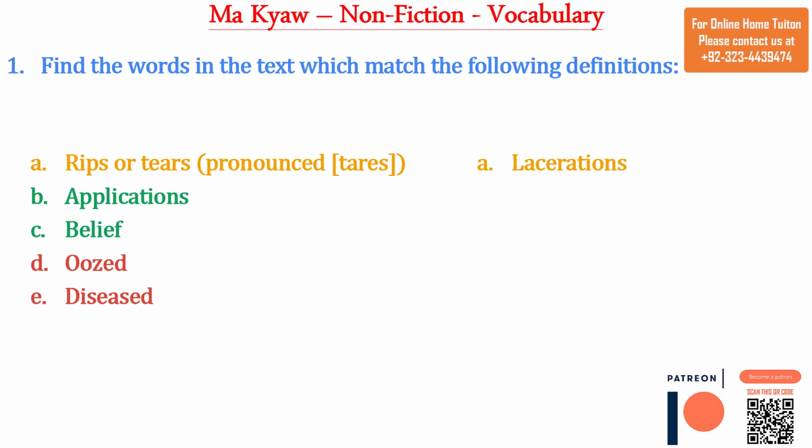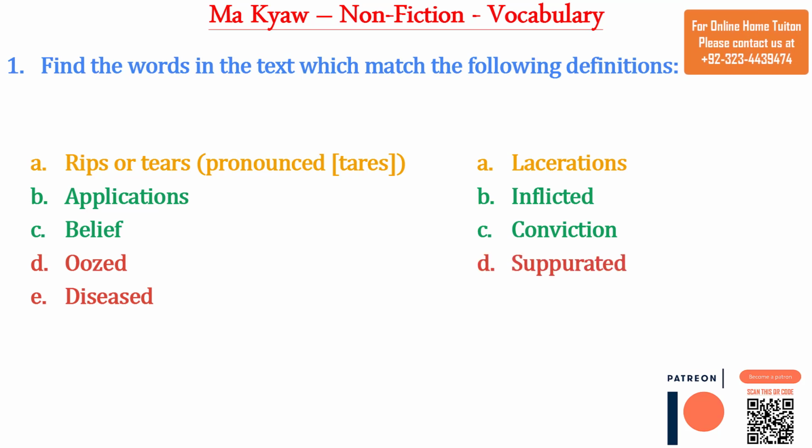Okay, so the word which matches with the definition of rips or tears is lacerations. If we talk about applications, then the most suitable word from the text is inflicted. If we talk about belief, the most suitable synonym of belief from the story Kyaw is conviction. For oozed, the most suitable word is suppurated. For diseased, the most suitable word from the story is infected.